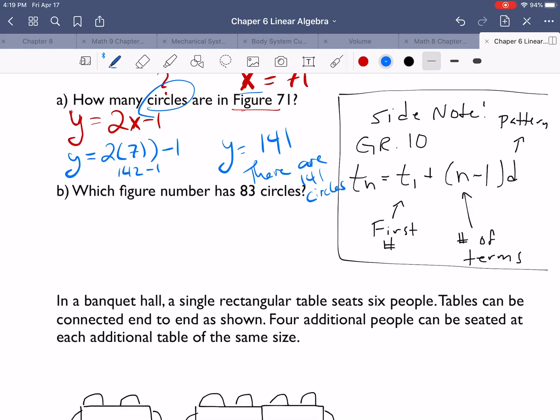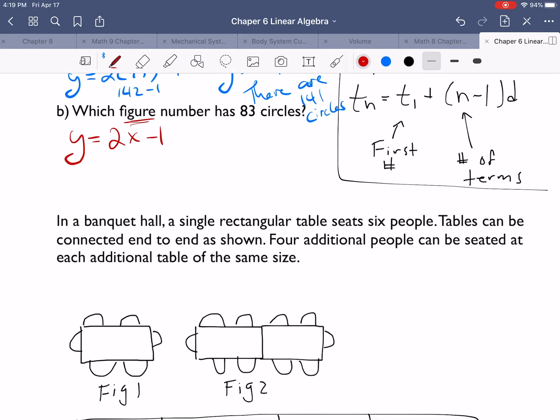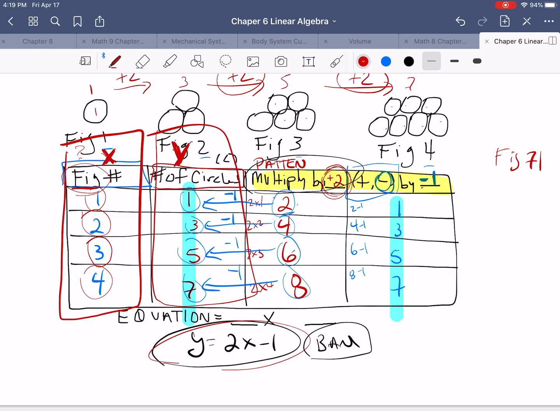All right, cool. So let's go on to the next question. Again, you always want to write your formula first. So y equals 2x minus 1. Which figure number? Okay, look at it, guys. X is always the figure number. So we're trying to figure out which figure number has 83 circles. If I look on my graph, y is representing the circles here.